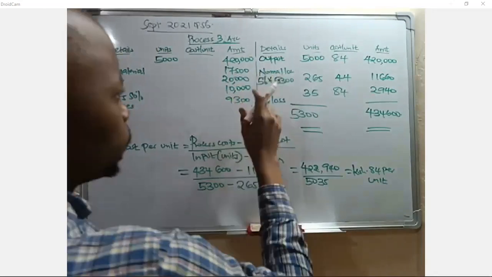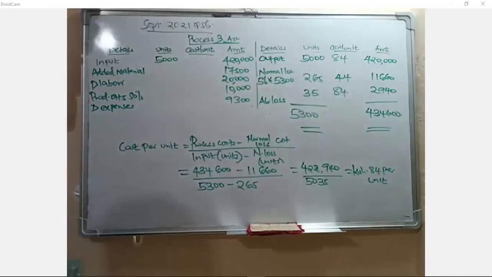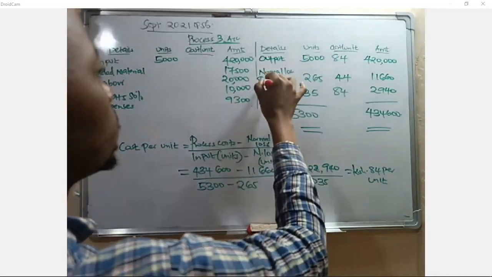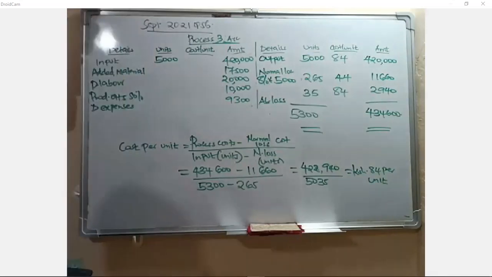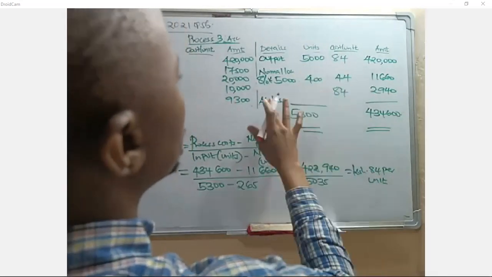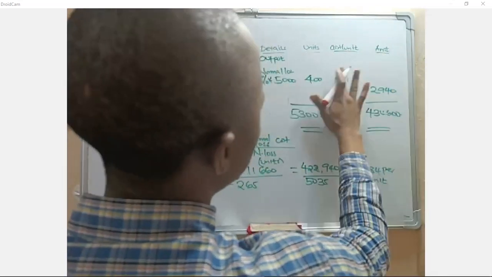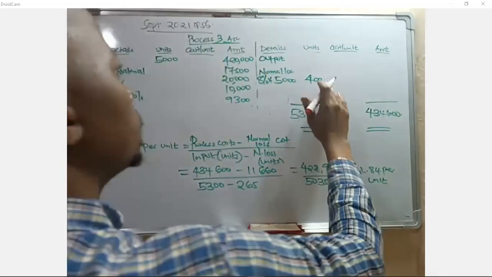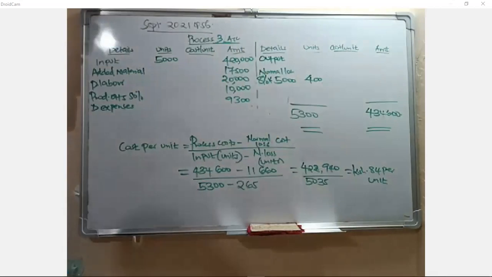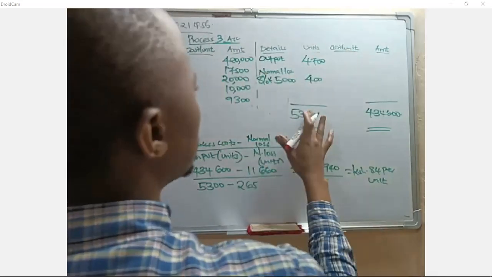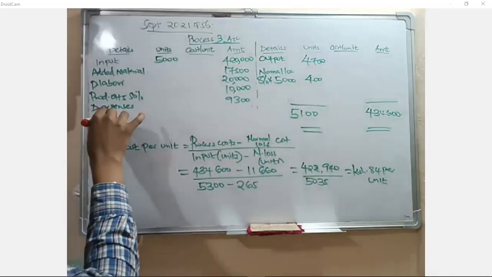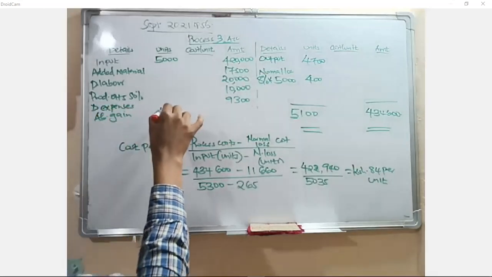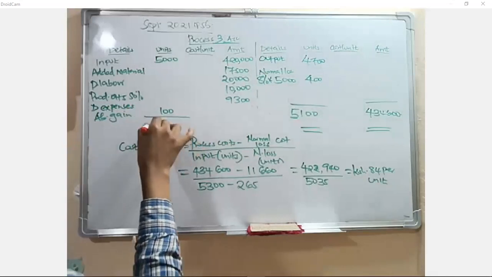Now, we have to look at the output in process three. We have been told the output in process three was 92%, meaning 8% is the normal loss proportion. So 0.08 times 5,000, we get 400. So what is our output in this case? The output in process three we are given is 4,700. This translates to 5,100 units. Balance your units. It means here we have abnormal gain. Our abnormal gain here is 100.